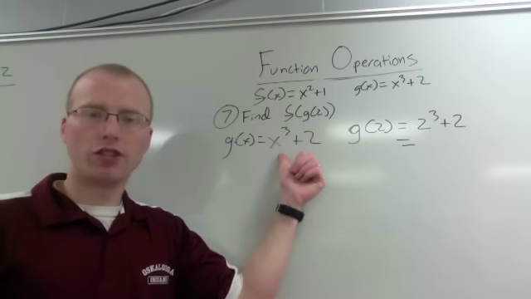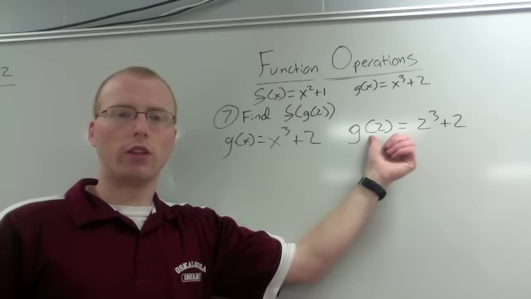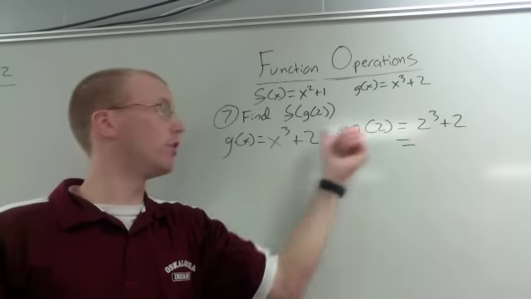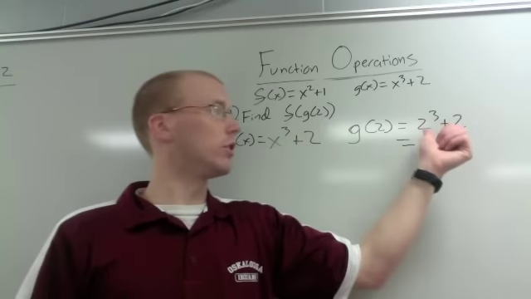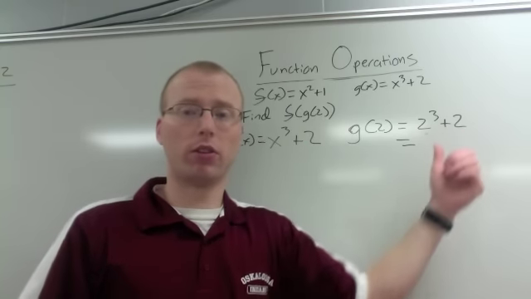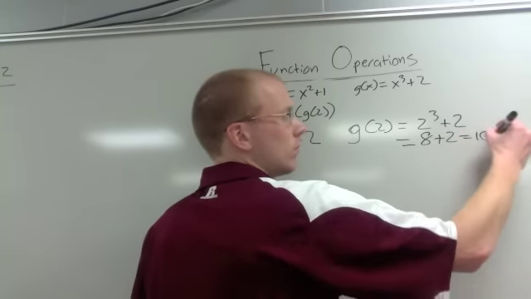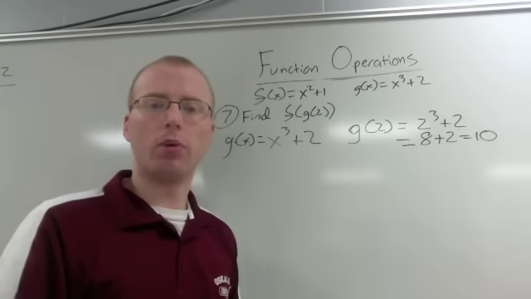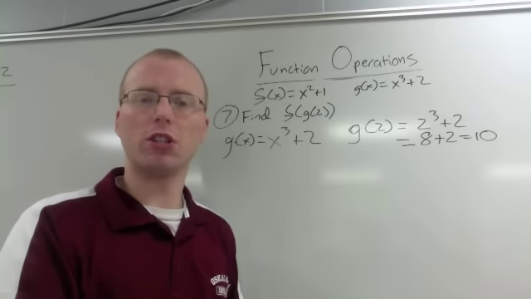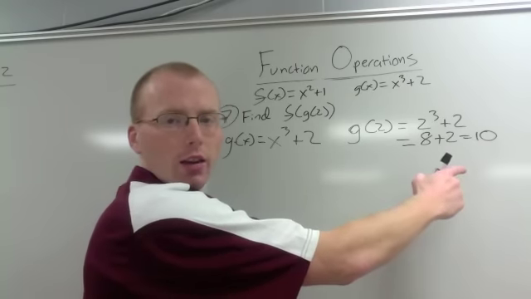So I have my g of x function. G of 2 simply means plug in 2 for x. So instead of having x cubed plus 2, I have 2 cubed plus 2. Two cubed plus 2 would be 8 plus 2, which is 10. So g of 2 equals 10.